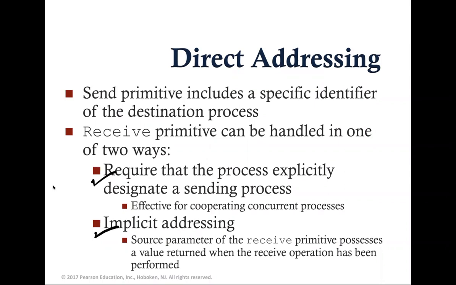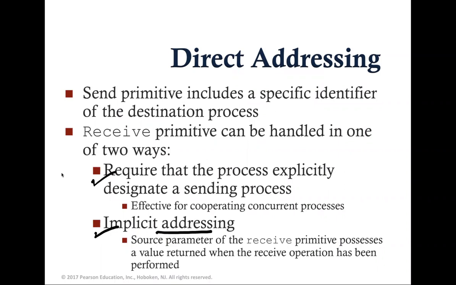An example is a printer server process, which will accept a print request message from any other process. As a matter of fact, for such applications, a more effective approach is the use of implicit addressing. With implicit addressing, the source parameter of the receive primitive will possess a value returned when the receive operation has been performed. So this is implicit addressing.